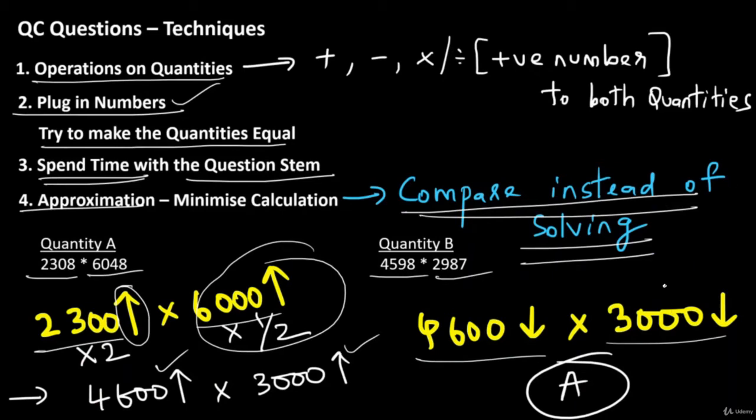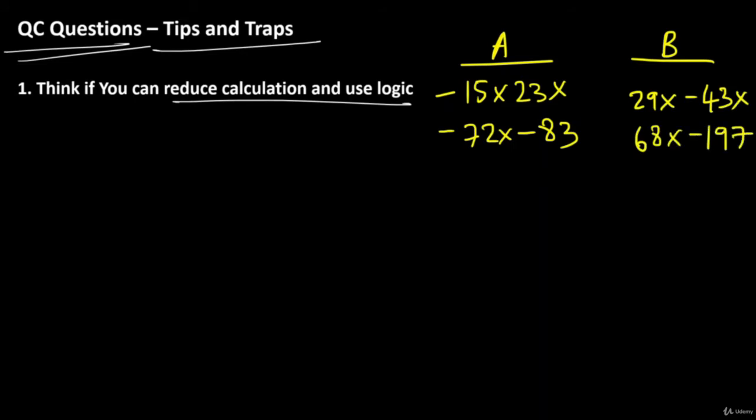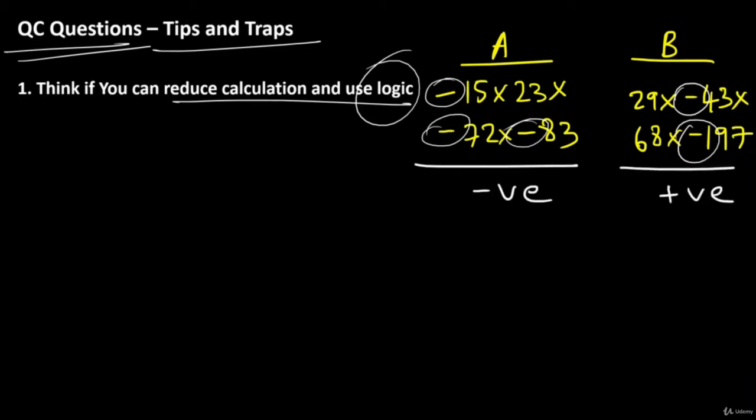Now, before we end this video, let's quickly have some tips and traps about QC questions. The first thing is, think if you can reduce calculations and use logic. Let's take an example. I have quantity A as minus 15 into 23 into minus 72 into minus 83. Quantity B is 29 into minus 43 into 68 into minus 197. Now, if you take your calculator and do this calculation, it will waste a lot of your time, right? Try to use logic. You can see that quantity A has 1, 2, 3 negative signs. Therefore, quantity A will be negative and quantity B has only 2 negative signs. Therefore, quantity B will be positive, right?